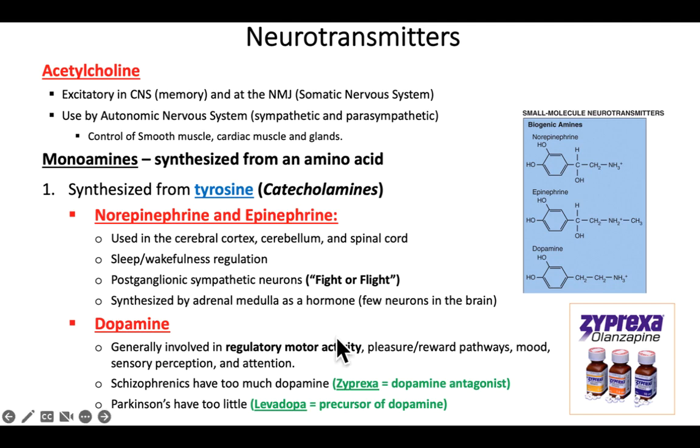So there are medications that help to modulate the levels of dopamine. If it's too high, we might have what's called a dopamine antagonist. We can block some of that dopamine. If it's low, we can give a precursor of dopamine called levodopa, and that can be used to increase the amount of dopamine in Parkinson's disease. So a lot of medications out there are either lowering the effect of a neurotransmitter because maybe it's too high, or raising the neurotransmitter.